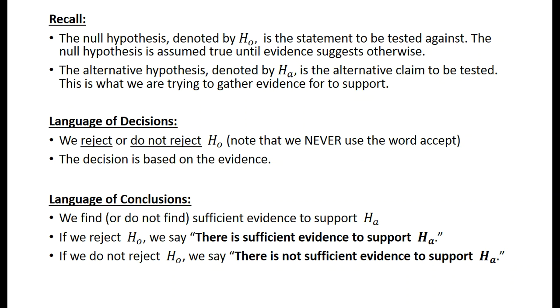Once we've made a decision, we need to write some kind of conclusion. So we find or do not find evidence to support our alternative claim. The way that we phrase that is if we reject the null, we will write a conclusion starting, there is sufficient evidence to support the alternative claim. And we don't want to just put H sub A or the alternative claim. We really want to be specific to the problem. So in our examples, we'll go ahead and fill out what that claim is.